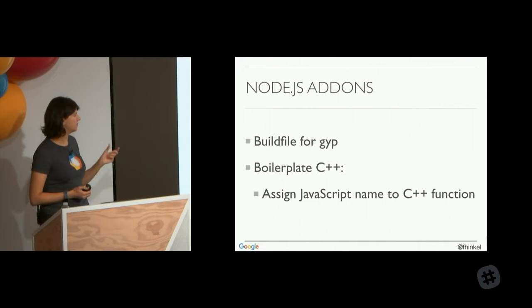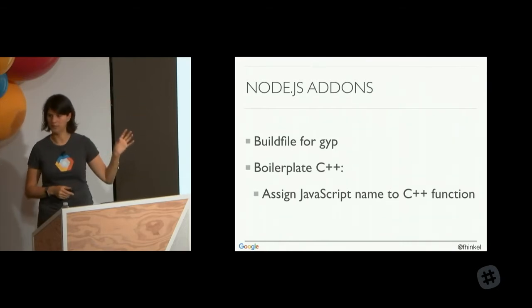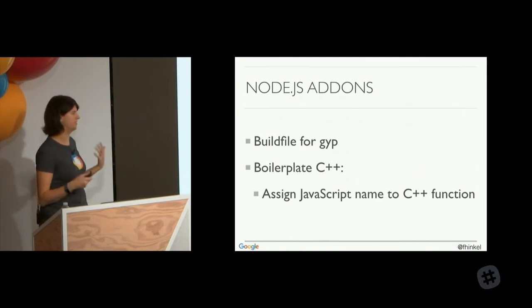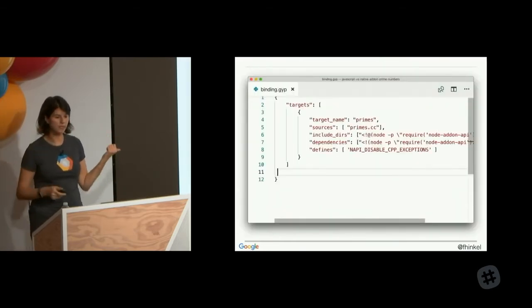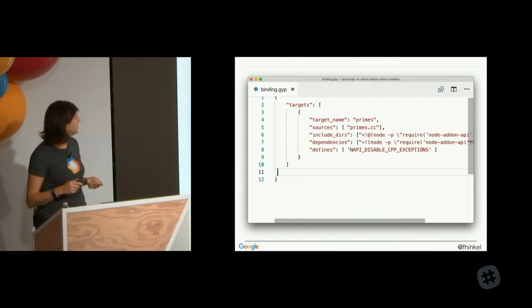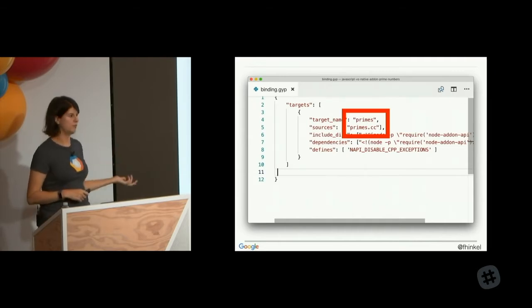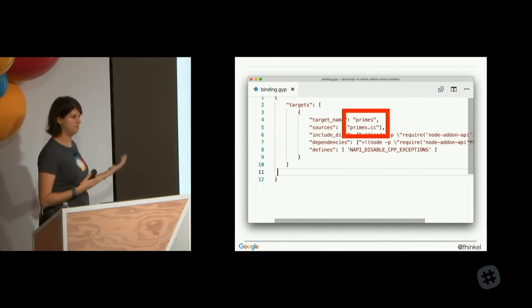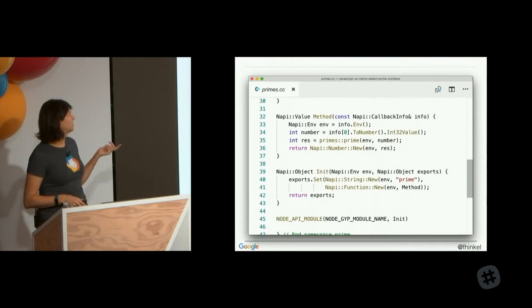Because in C++, you kind of need to wire together the function name in JavaScript to the method name in C++. It's not all magic, but it's really just boilerplate code. So this is a sample build file. The important part here is that we're saying use the file primes.cc and put the output into primes. You need to give names to things, and you also need to tell the build file what your C++ sources are.